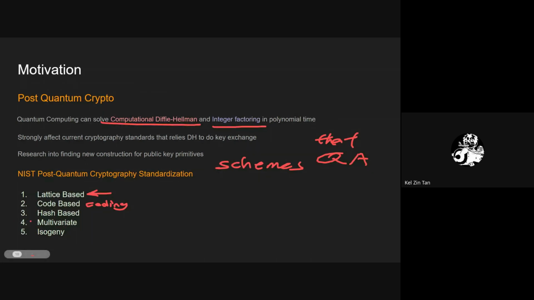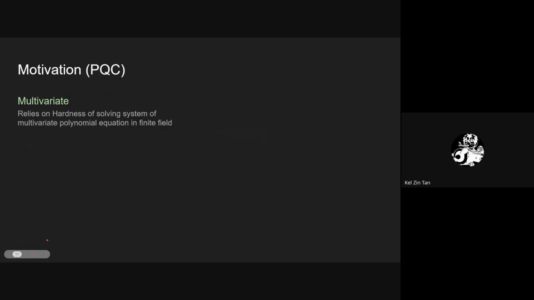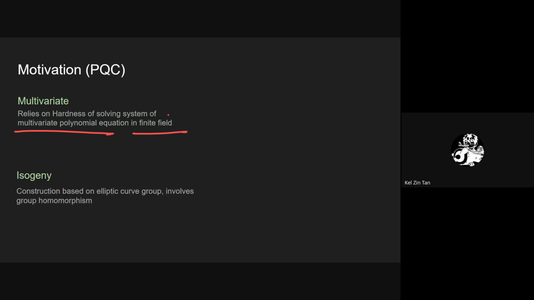So I'll talk about multivariate and isogeny in a bit. For the multivariate construction, it relies on the hardness of solving a system of multivariate polynomial equations in a finite field. There's a lot of jargon here. What is a finite field? What is a multivariate polynomial equation? But basically, for multivariate, you just need to solve equations, and the hardness of the construction of this whole thing relies on this part itself. And then for isogeny, it is constructed based on elliptic curve groups, and it is quite complicated, but ultimately it relies on group homomorphism.